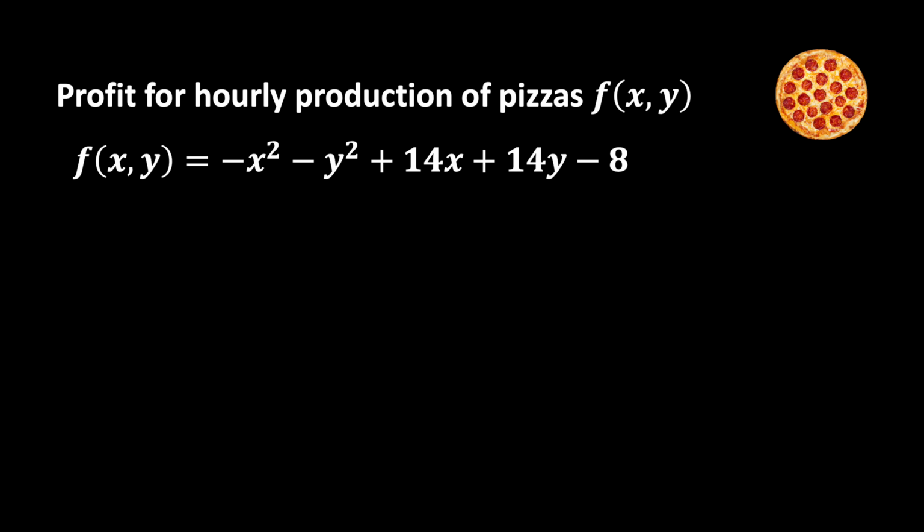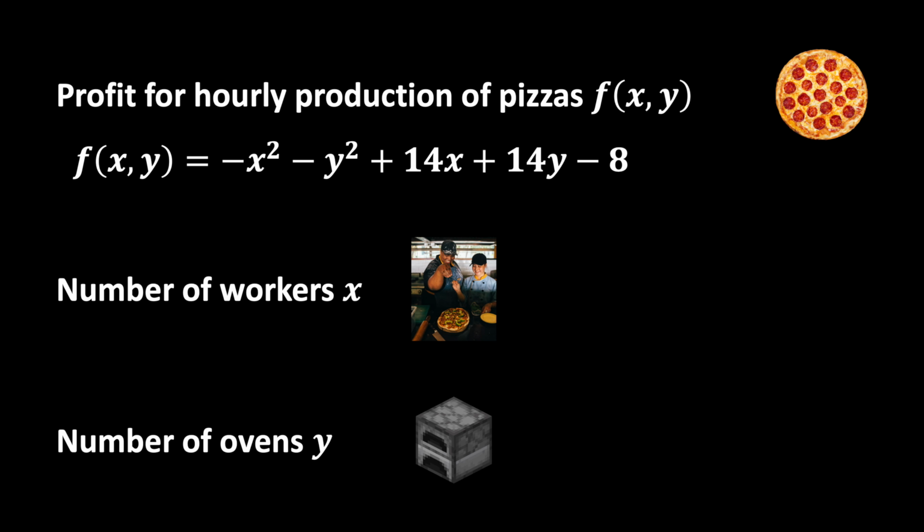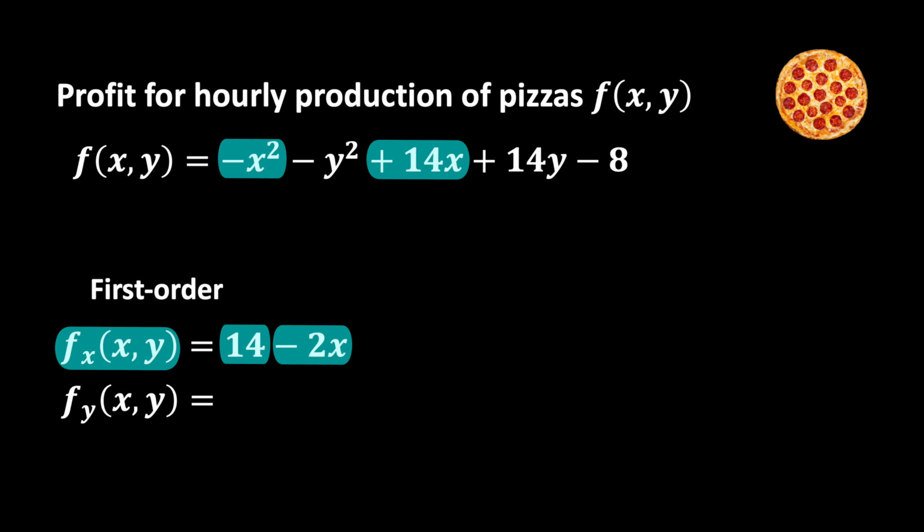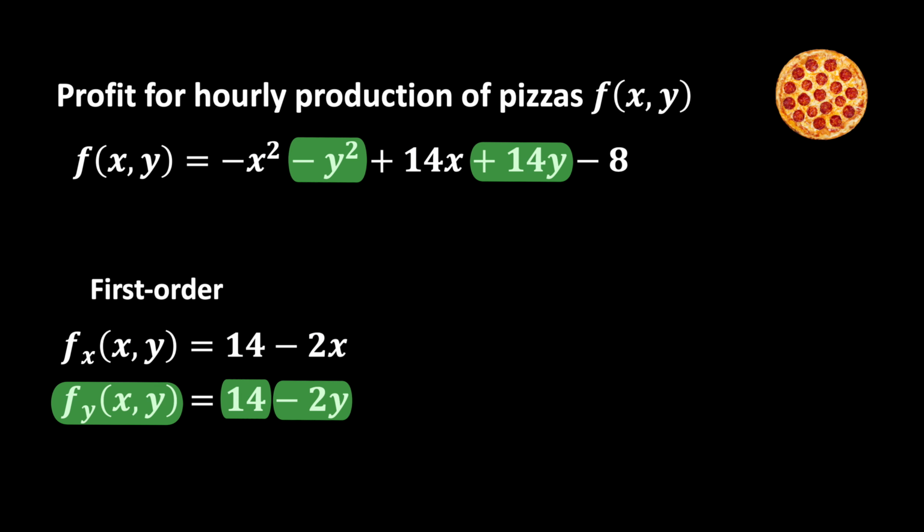Consider this particular function of x and y, with these two variables representing the quantities of labor and capital, respectively, used to calculate the profit from the hourly production of pizzas. The first step for optimizing multivariate functions is to find the two first-order partial derivatives. We can do this by interpreting y as a constant when we differentiate with respect to x, and interpreting x as a constant when we differentiate with respect to y.